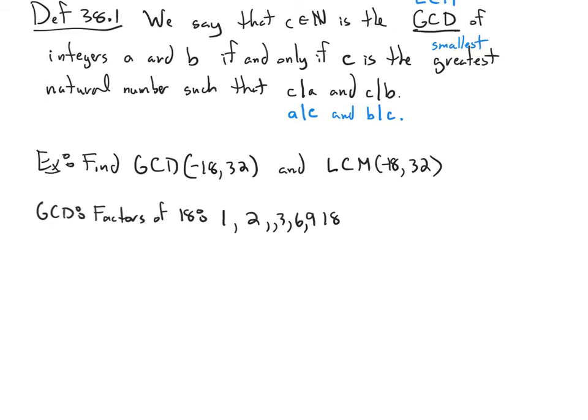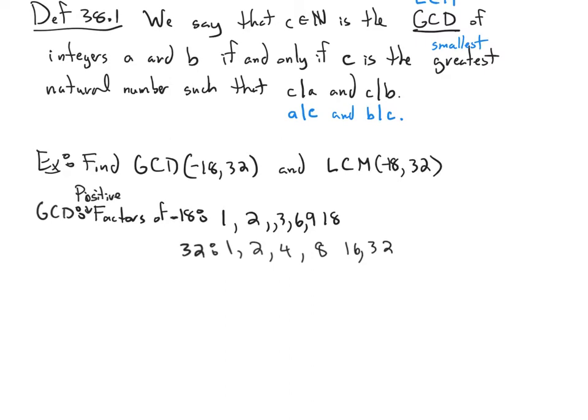And all the factors of 32. I should write this as negative 18, and we're looking for the positive factors. Let me be a little more careful here. The positive factors of negative 18, and we need the positive factors of 32. So 1 times 32, 2 times 16, 4 times 8. And that's all of them.